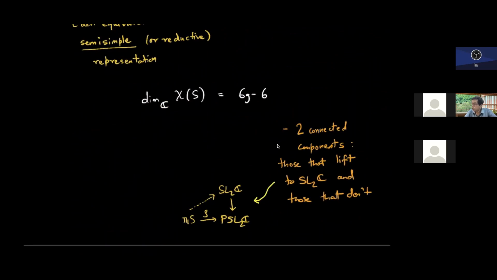And it turns out there are two connected components. One comprises representations that lift to SL2C, as I've indicated here in this diagram, and there's one that comprises all the representations that don't.